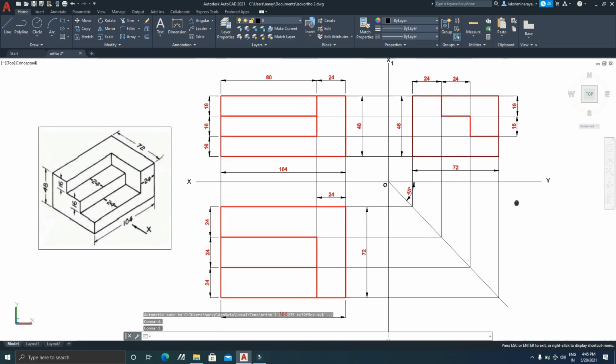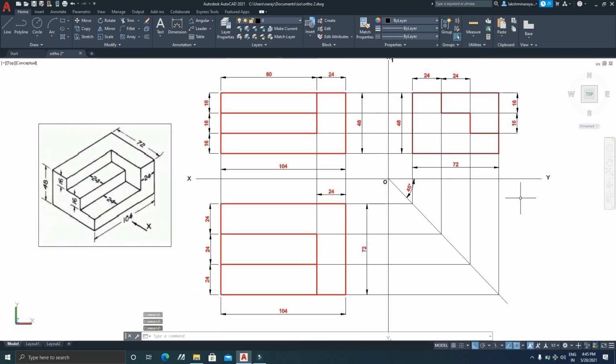Hope you are able to understand how we have generated orthographic views from the given isometric view.